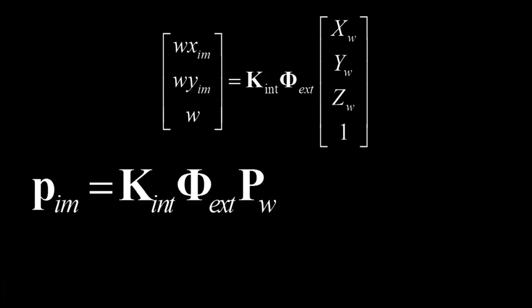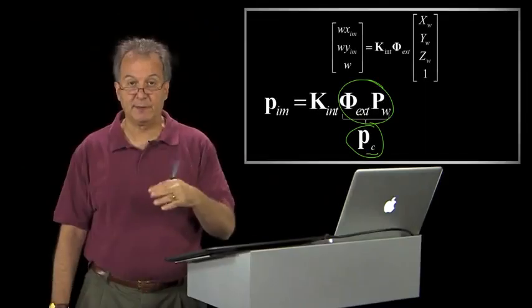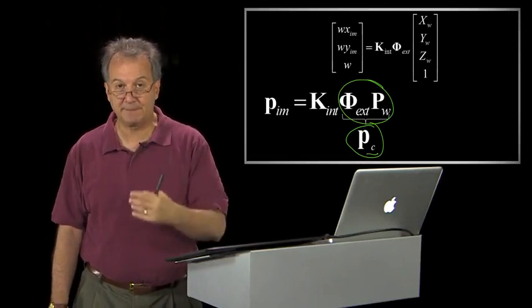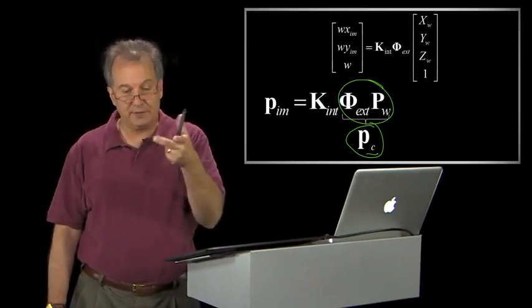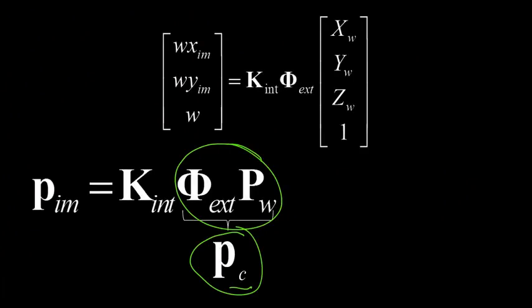All right, so I'm going to write that this way. The point in the image, and this is a homogeneous point, is a point in the world multiplied by the extrinsic matrix multiplied by the intrinsic matrix. But this, of course, is just the world point put through the extrinsics. That is the location of the point. It's a 3D point, but it's in the camera frame. Remember that the extrinsic matrix maps us from some arbitrary world frame into the 3D frame of the camera. Okay, so we're going to call that PC.